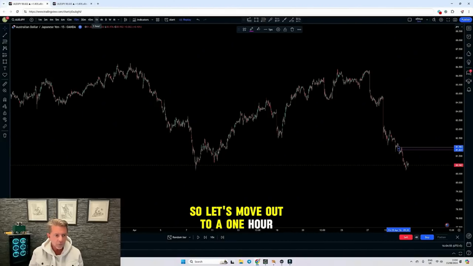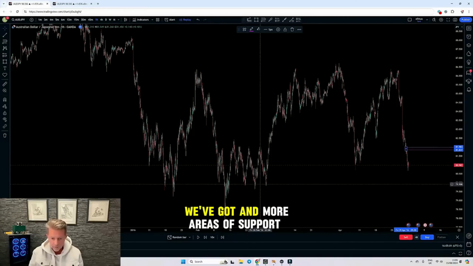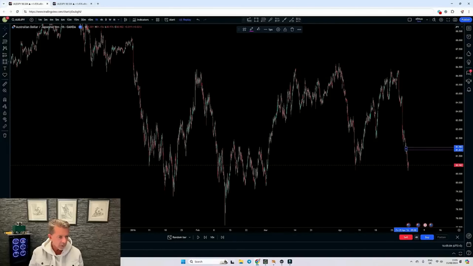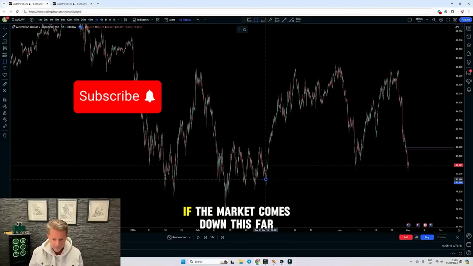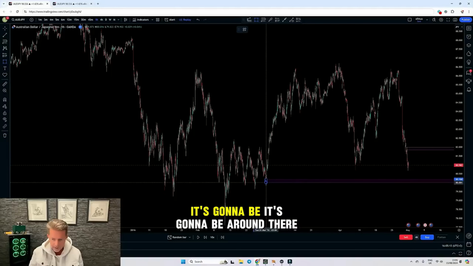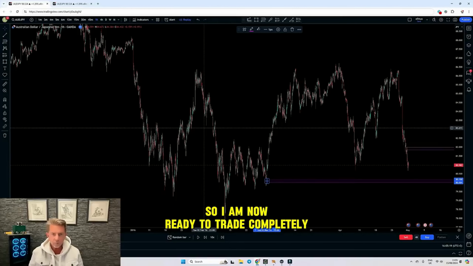So let's move out to a 1 hour chart just for a second and see what we've got. There we go, we've got more areas of support underneath the market. So the area that I'm going to be picking up as my area of support, if the market comes down this far, is going to be around there. Right, so I am now ready to trade completely blindly.